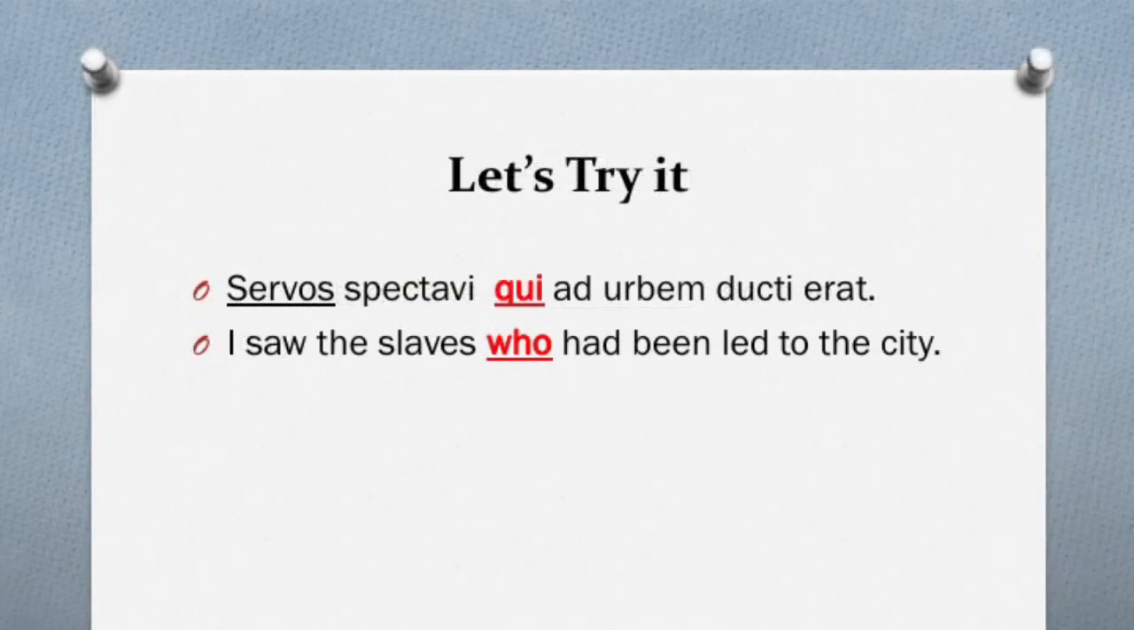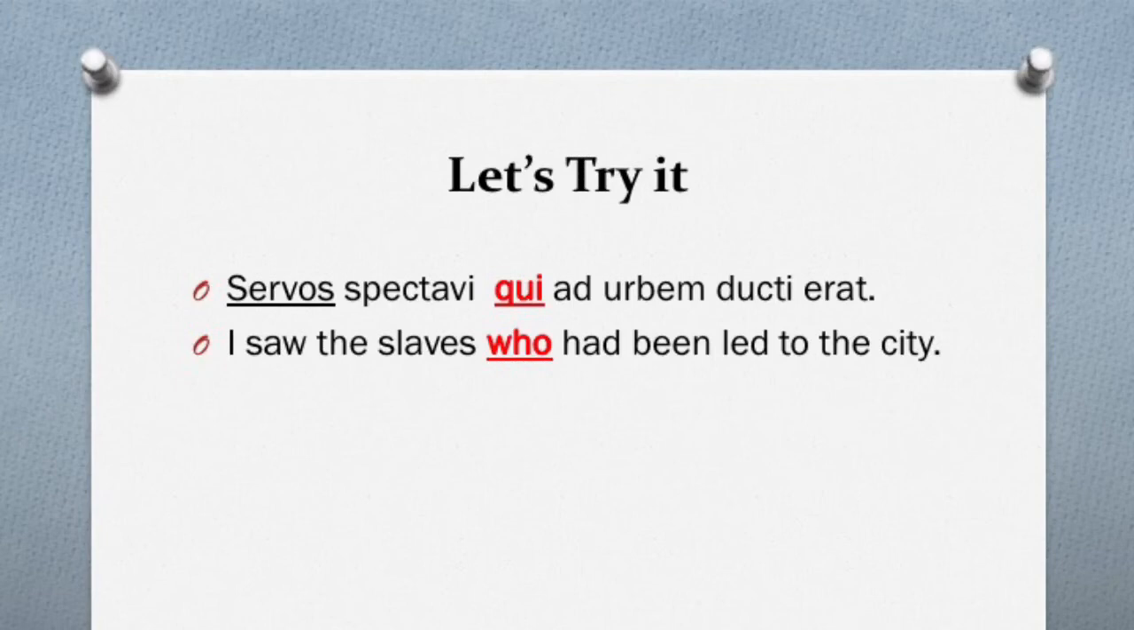So here are the answers. The correct form of the pronoun in English is who, because remember I need the subject. And for the Latin, I will use qui. I still need the subject, which is nominative, and I have to make sure it's masculine and plural.